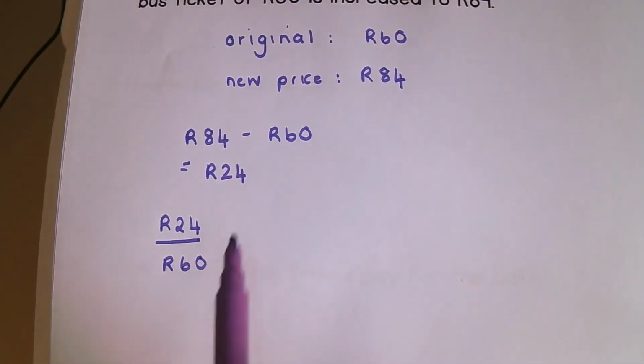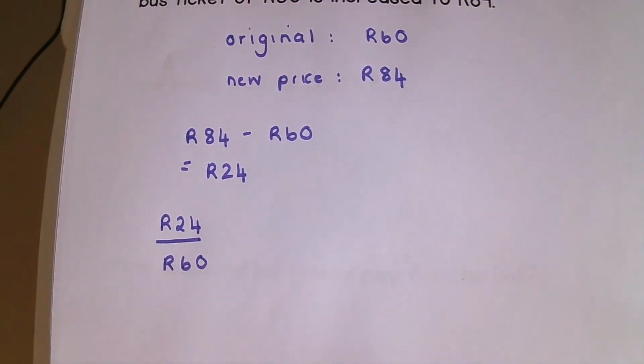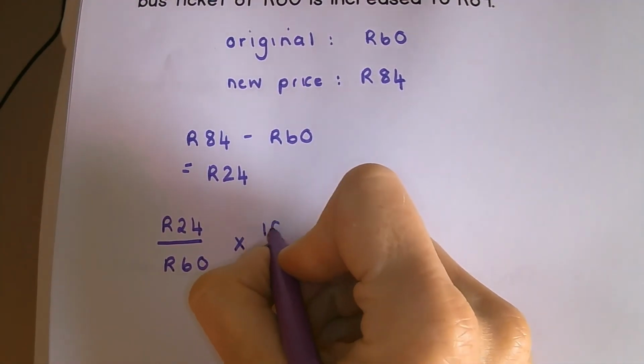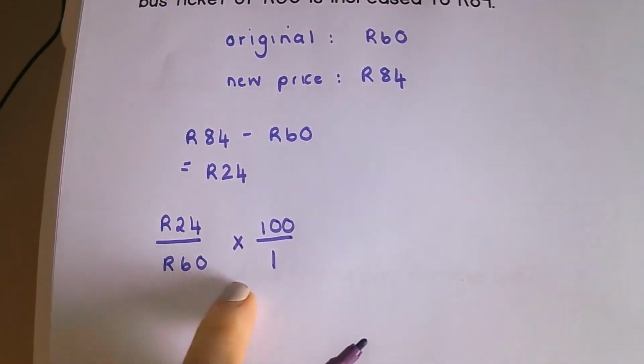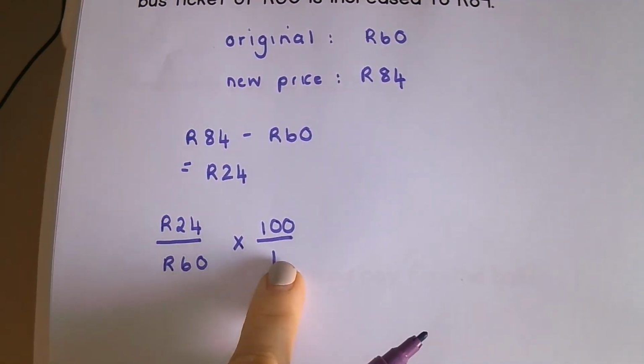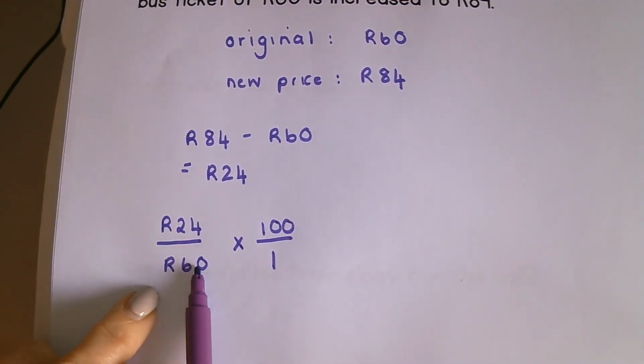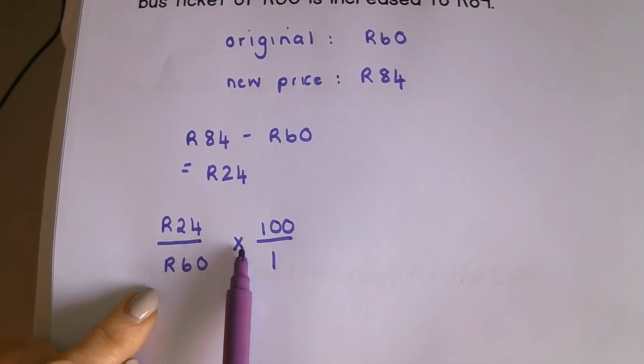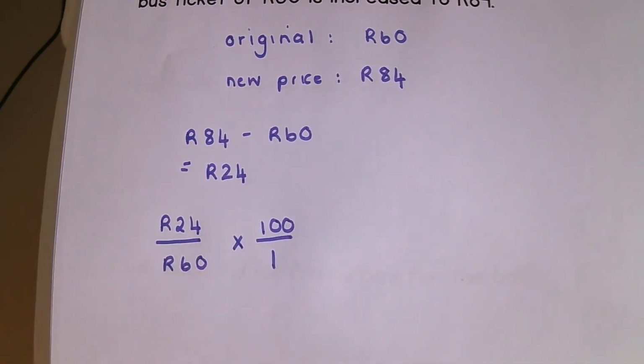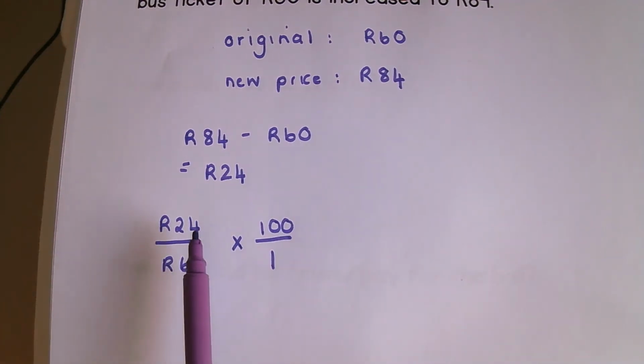Okay, and now to find the percentage, what do we always do? We always have to times by 100 over 1. This is your method of finding a percent, times 100 over 1. So we've taken the difference, put it over the original amount, and now to find the percentage, we're going to times by 100 over 1. Now let's see if we can see anything that we can do to make this easier to work with. Okay, so I can see that we can divide here.